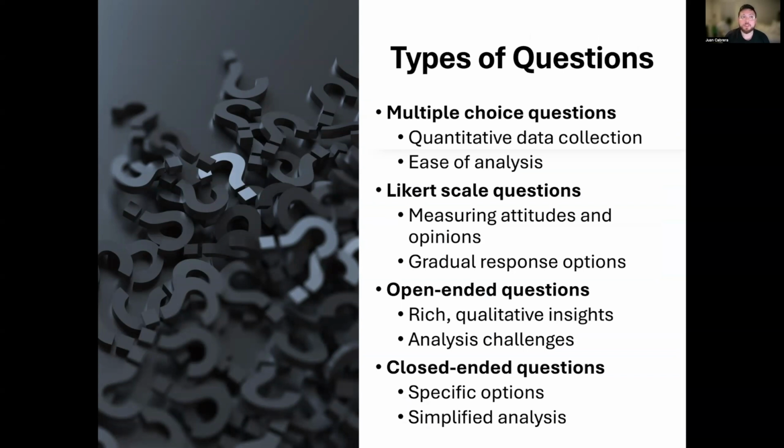Multiple choice questions are great for gathering straightforward data and are easy for respondents to answer quickly. Likert scales allow you to measure feelings and opinions on a scale. Open-ended questions can provide detailed insights, but these are a lot harder to analyze, whereas closed-ended questions offer specific choices, and that makes it easier to summarize your data.